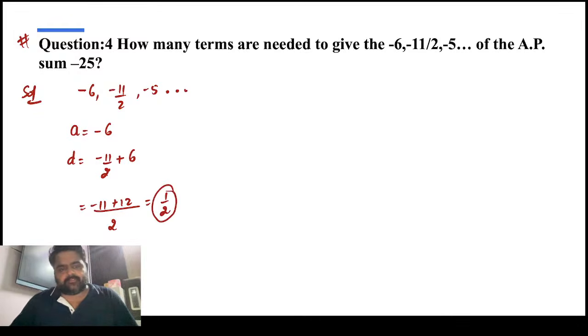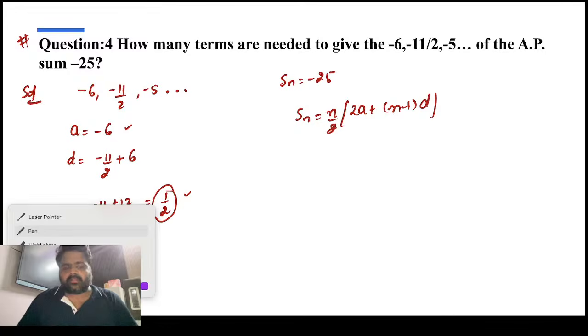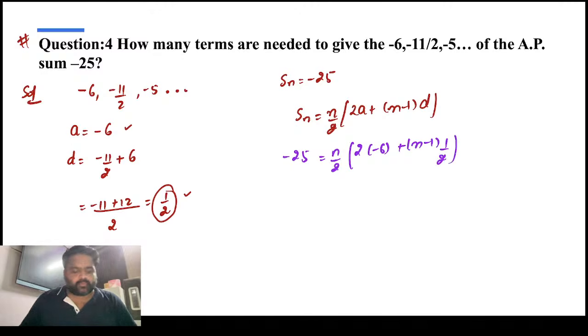The value of A we know, and now the value of D we know. Now Sn is equal to minus 25, it is given to you. The formula for Sn is n by 2 into 2a plus n minus 1 into d. Now put the values over here. The sum is minus 25, and we need to calculate n. 2a, where a is minus 6, and d is given to you, it is 1 by 2. Cross multiply.